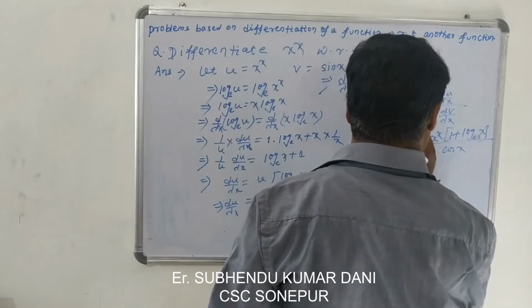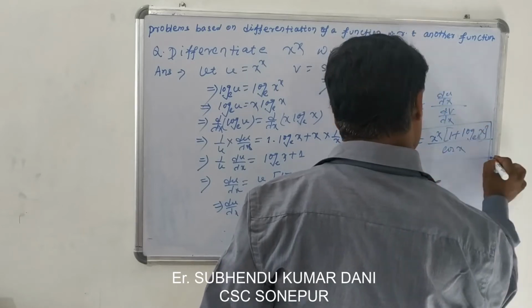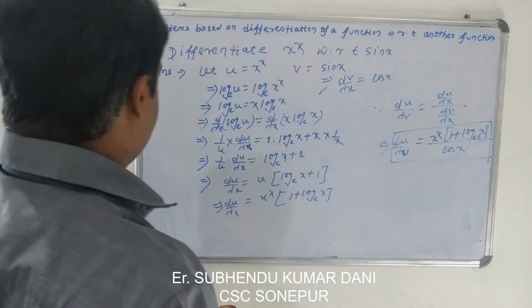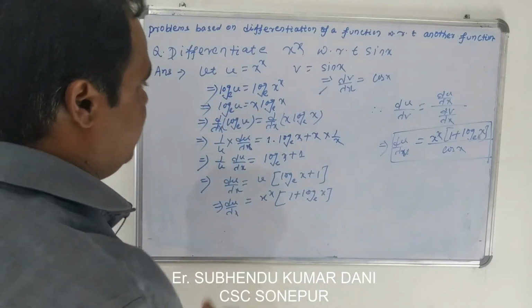That is the value of du by dv. Okay, this is one question. I am trying another question next.